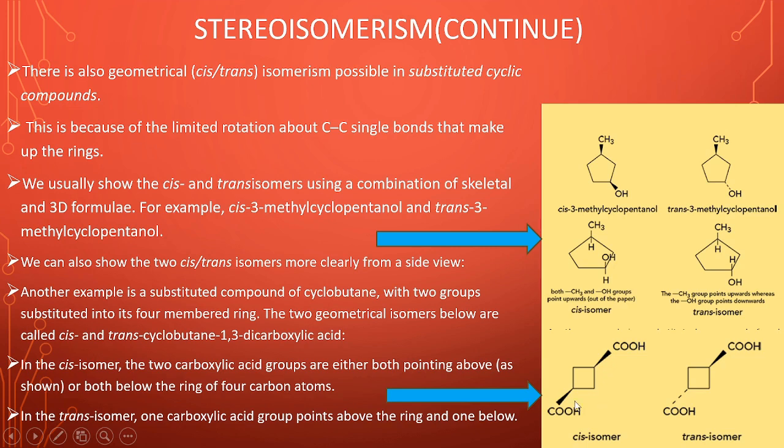In the cis isomer, the two carboxyl groups are either both pointing above or both pointing below the ring. In trans, one carboxyl points above the ring and one below the ring. So this is a further explanation of the same thing. You can see here OH is on the upper side and here OH is on the lower side. So this one is trans while this one is the cis isomer. So these are further explanations of this one. It is a different one.